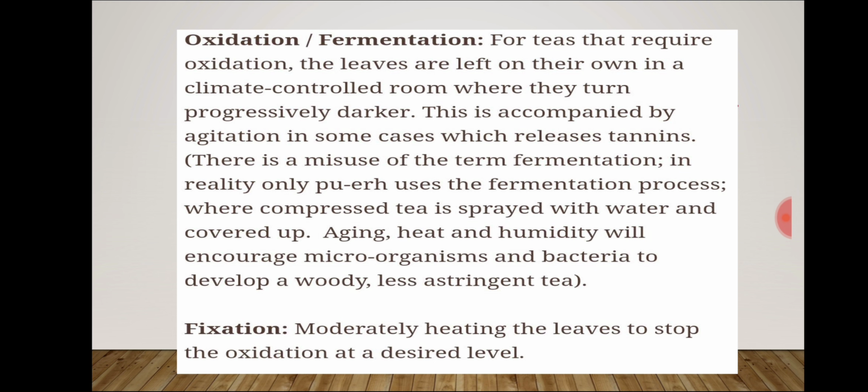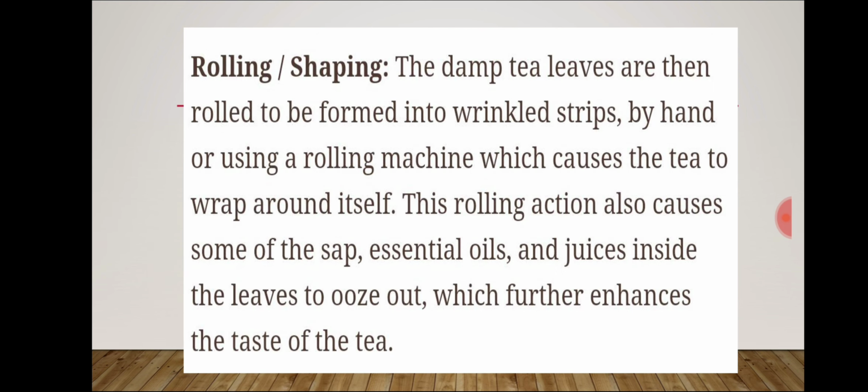In reality, only pu-erh uses a fermentation process where compressed tea is spread with water and covered up. Aging, heat, and humidity will encourage microorganisms and bacteria to develop a woody, less astringent tea. Fixation, moderately heating the leaves to stop the oxidation at the desired level.